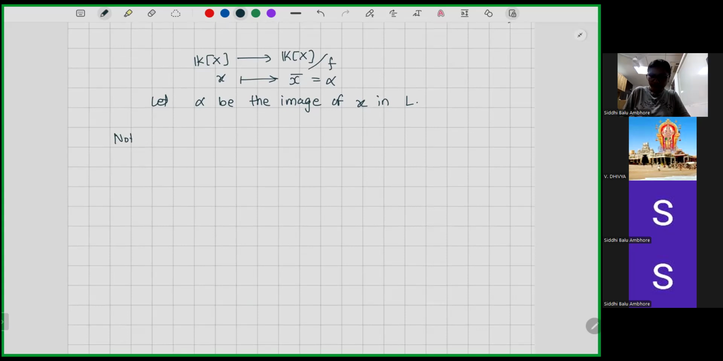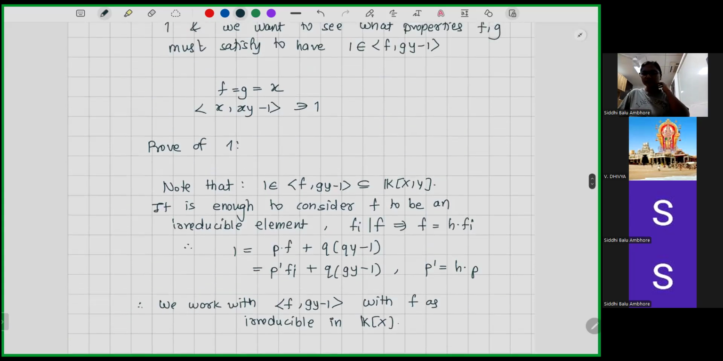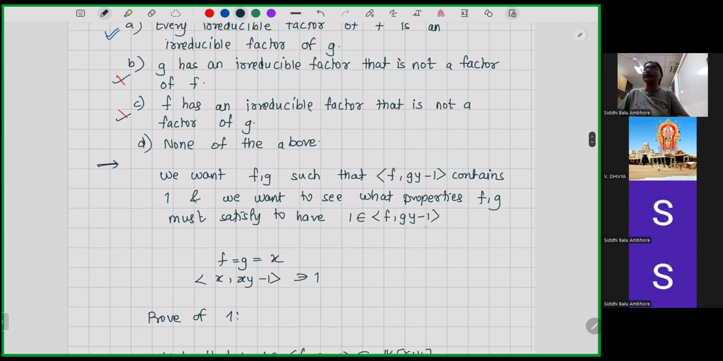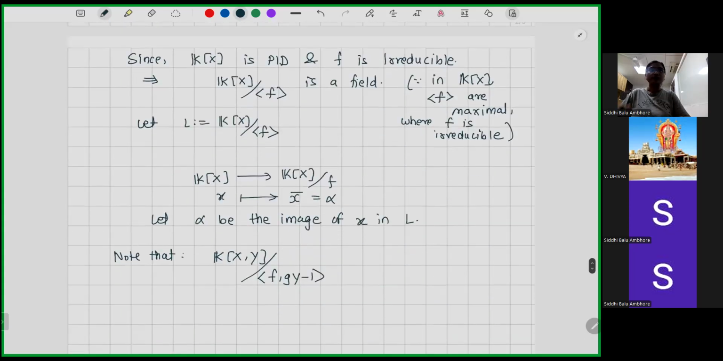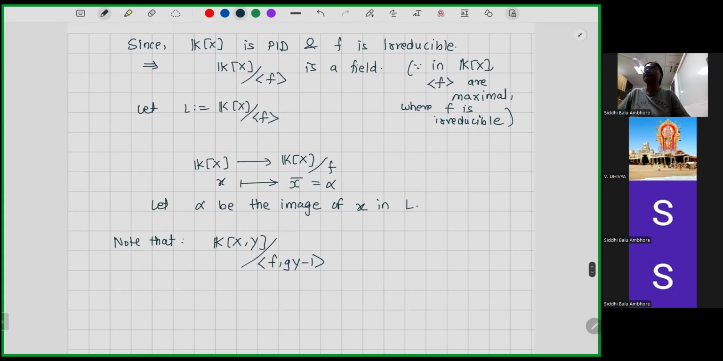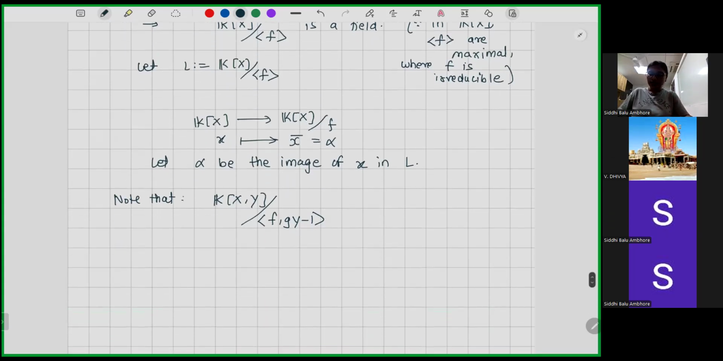Now note that K[x, y], which we are starting with, quotiented by this ideal (f, gy minus 1), we want this to contain 1. So we will try to see how the quotients work with it. Since we have the information that when we take the quotient with respect to f, we get a field, we will try to work with quotients.